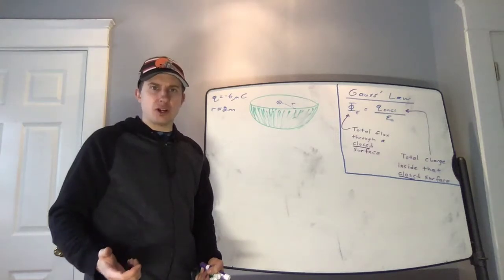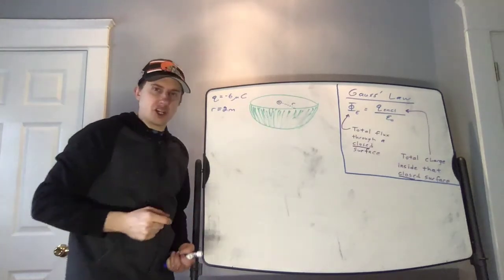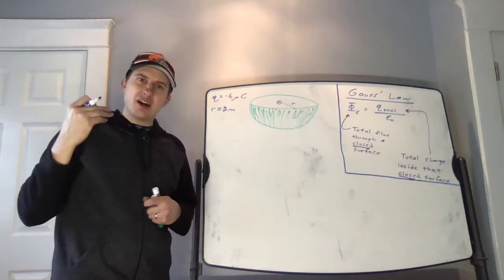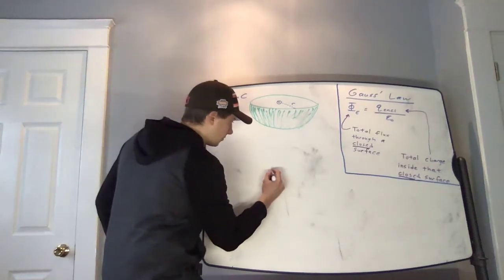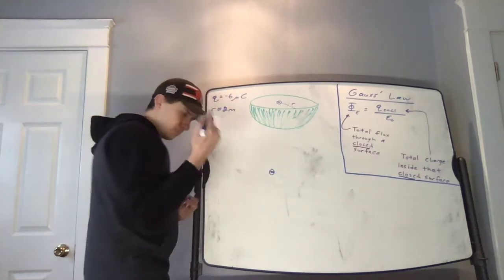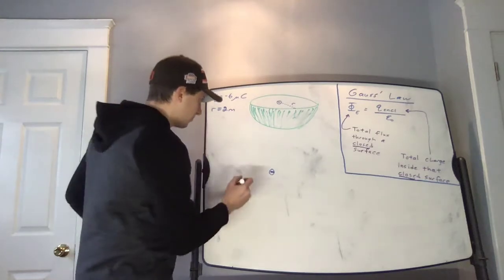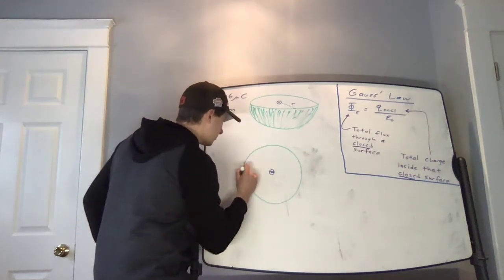To address this question, let's not consider the bowl with the point charge at the center. Let's first consider a different problem. Let's take a -6 microcoulomb point charge, just like we have up here, but I'm going to instead place this negative point charge at the center of a sphere of radius 2 meters. So here is my sphere of radius 2 meters.